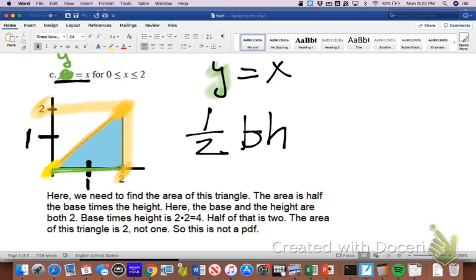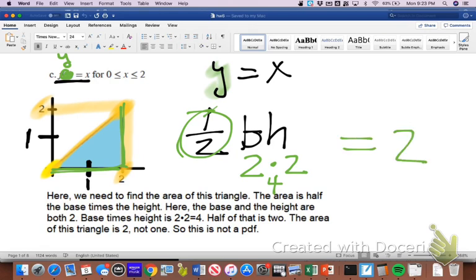So my base is 2. My height is 2. 2 times 2, of course, is 4. And then half, sorry, my stylus is doing crazy stuff. Half of 4 is equal to 2. So 1/2 times 2 times 2 is actually 2. So once again, the area is not 1, so therefore this is not a PDF.